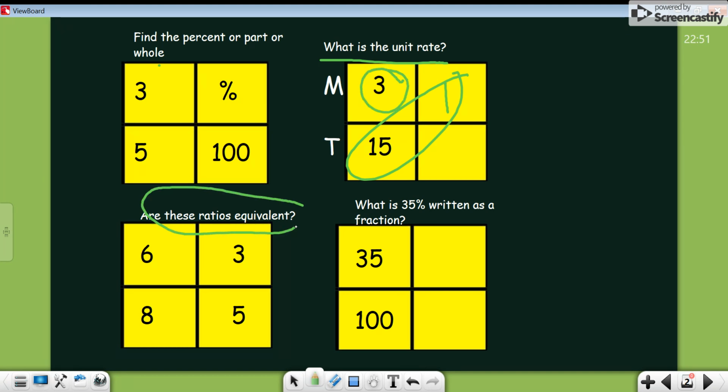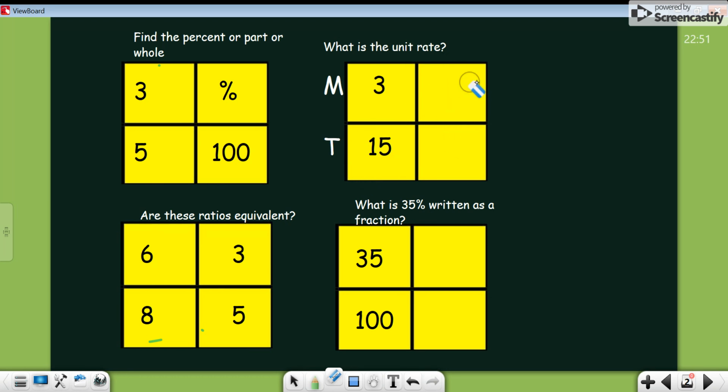I can use the proportion box to find out if ratios are equivalent. We need to remember butterfly. 6 times 5 is 30. 3 times 8 is 24. These are not equivalent ratios.